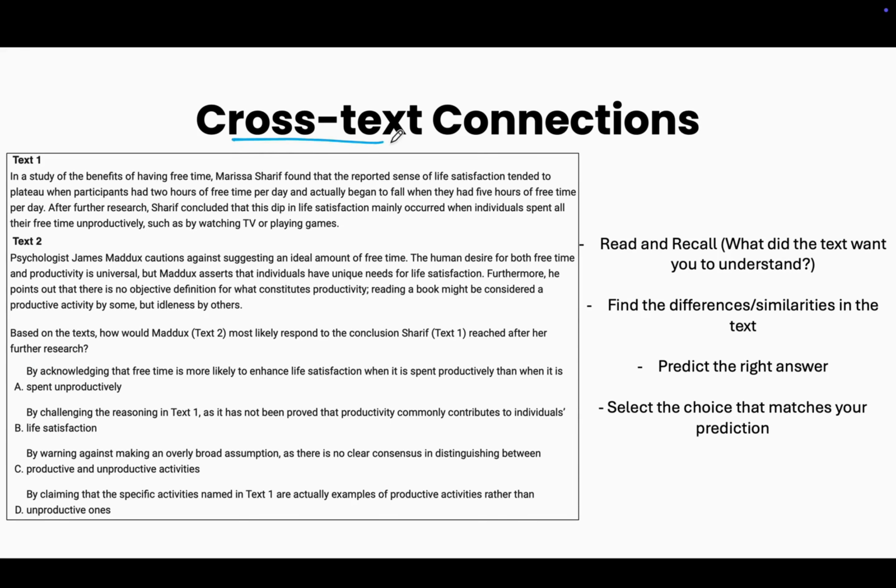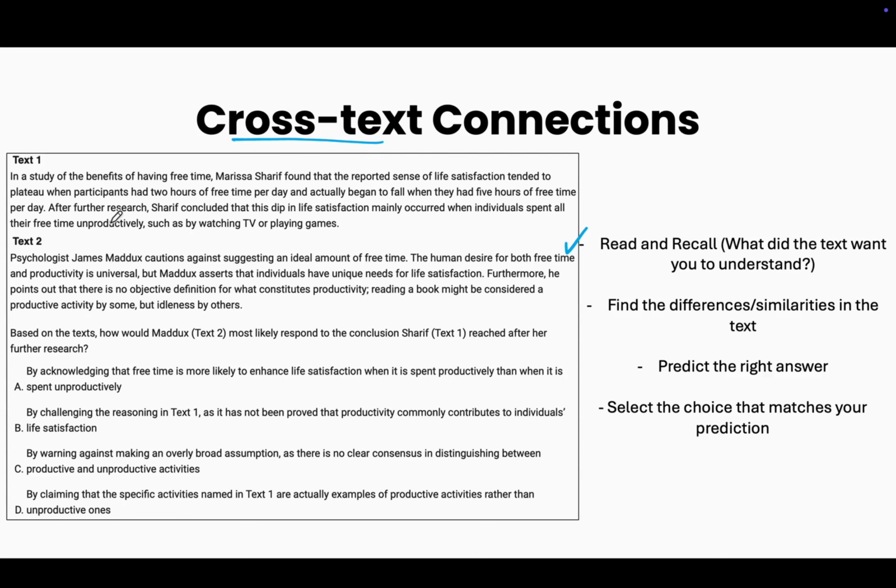Cross-text connections. We'll first read and recall every line. So in text 1 it says, in a study of the benefits of having free time, Marissa Scher found that the reported sense of life satisfaction tended to plateau when participants had 2 hours of free time per day and actually began to fall when they had 5 hours of free time per day. This is saying the more free time they had in their day, they felt worse.